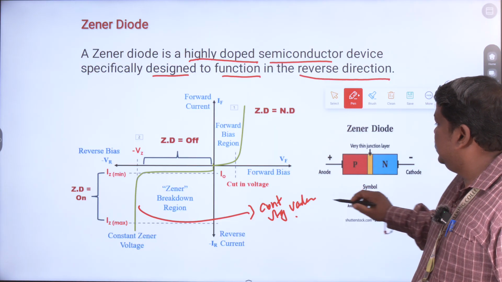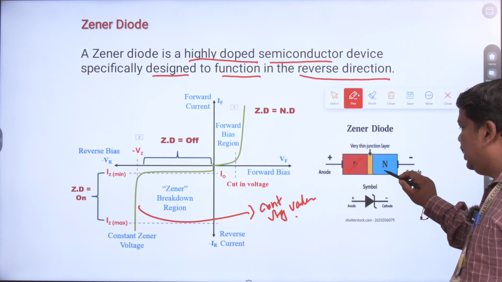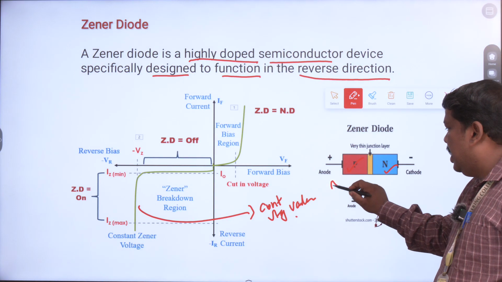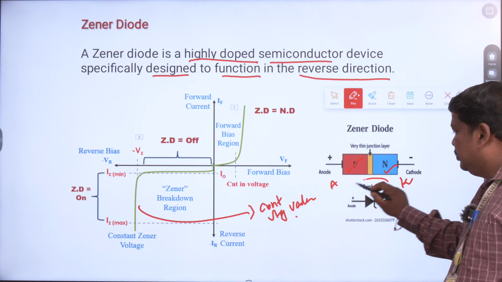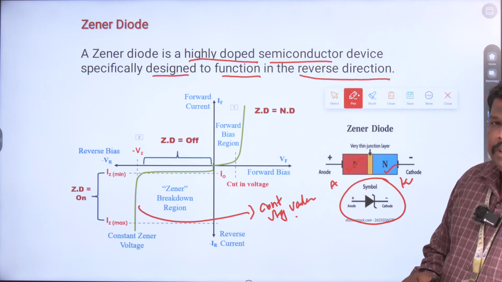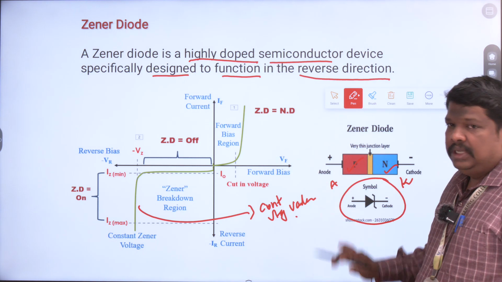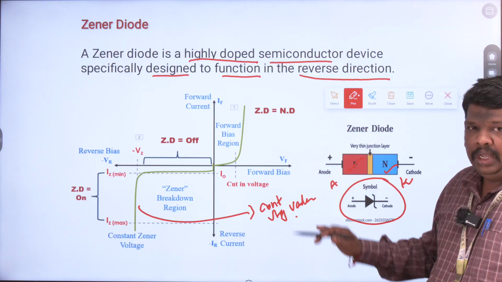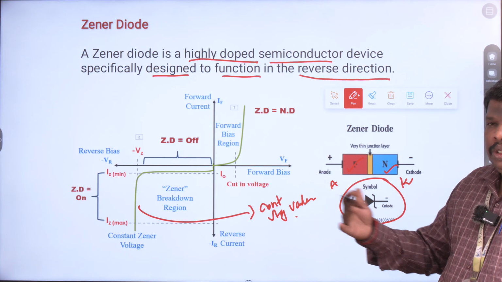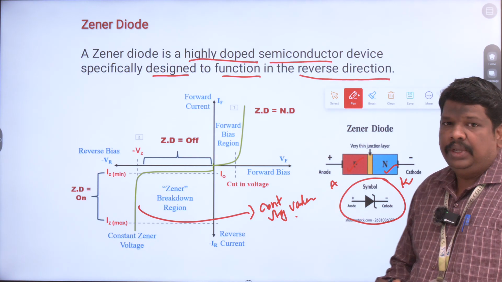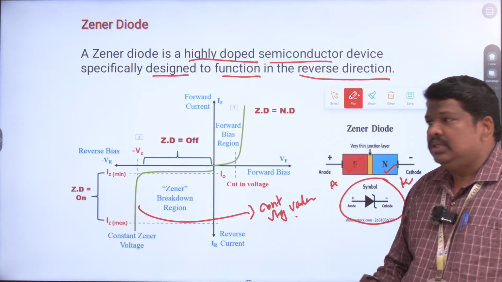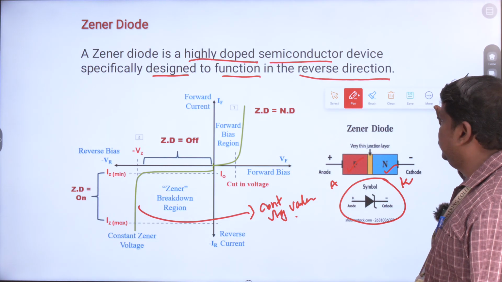Here they have the same terminals, a p-type material as well as an n-type material, the same anode as well as cathode. The symbol differs from the PN junction diode. The major advantage of the PN junction diode is the switching operation. For your Zener diode, it is going to be operated for a constant voltage source.